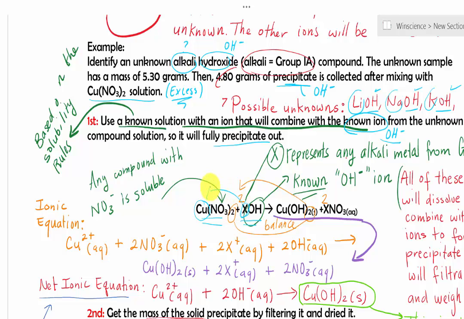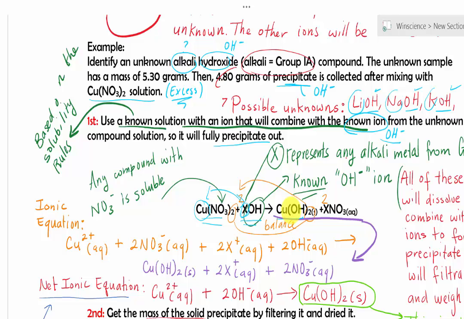They exchange each other's place and produce our product. In this case, copper is going to form with hydroxide, and copper hydroxide is a solid precipitate because it is not one of the rules of solubility that we have to remember. When copper and hydroxide bond together, they form a precipitate.